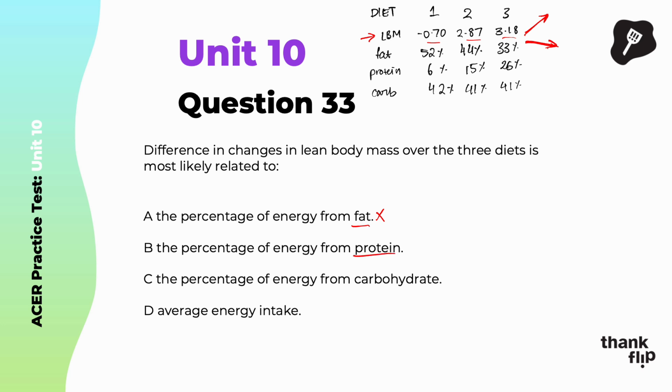Now we have to look at protein. Protein is also increasing, and that follows a similar trend to the changes in lean body mass. So this is a great contender so far. Then we have carbohydrate, which is relatively stable. So that doesn't necessarily represent lean body mass as well, so we can eliminate this. And then average energy intake, as we know, is also constant, so we can eliminate this. And so the answer is B.